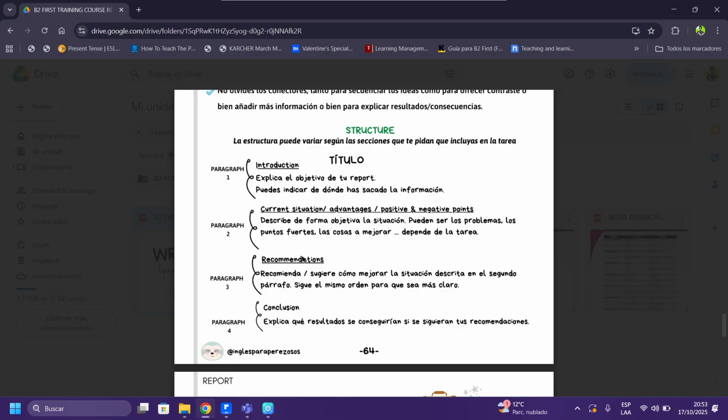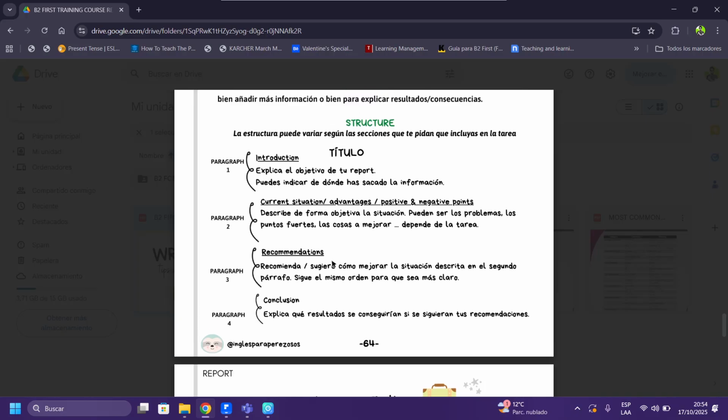So this is the structure of the report. First of all, you have to think of a suitable title. Then you have to divide it into the introduction, the second paragraph, the third paragraph, and the last paragraph, which is actually the conclusion. In the introduction, you have to explain the aim of your report, and you can also indicate where you got the information from.